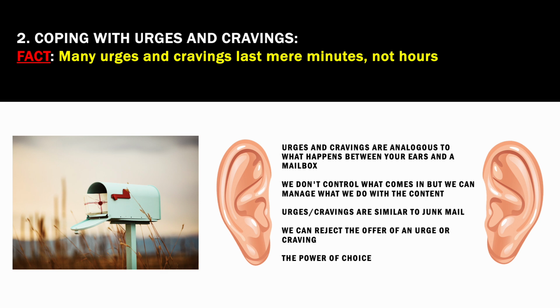Probably two of the most commonly used tools for coping with urges and cravings are 1. Call a friend. 2. Go to a meeting. For more information on coping with urges and cravings, consult the SMART Recovery website, the SMART Recovery Handbook, and the SMART Recovery YouTube channel.